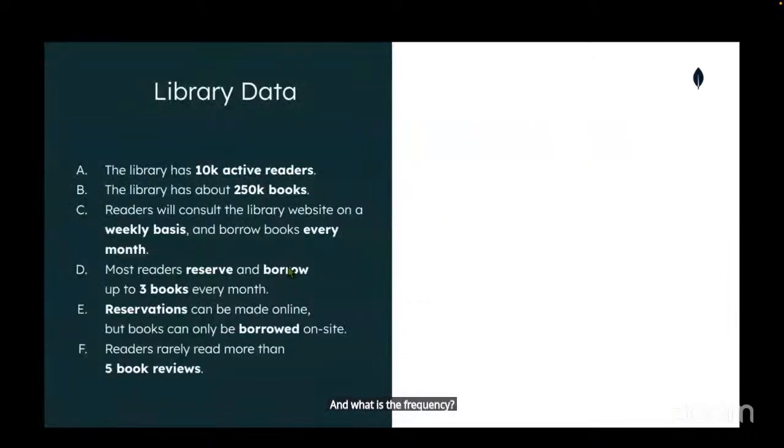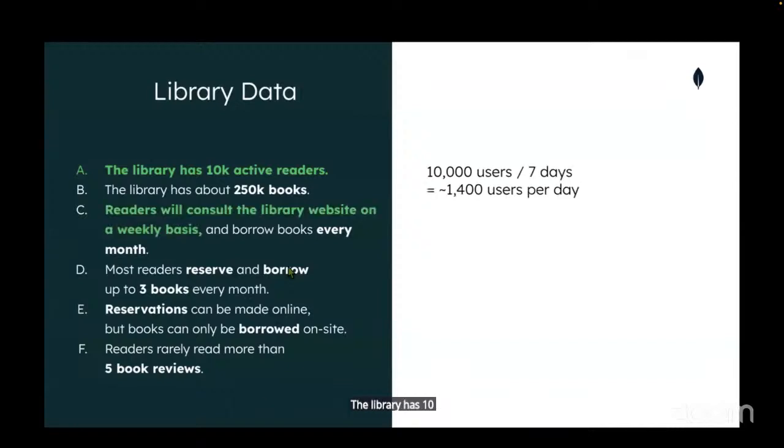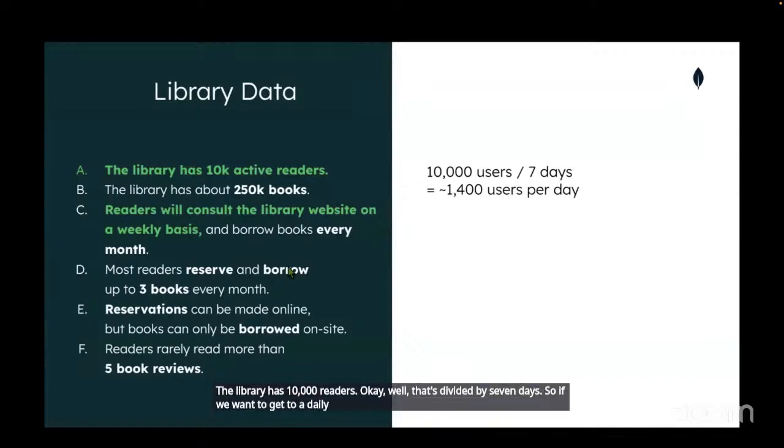Okay, back to our requirements. The library has 10,000 active readers. Well, as much as I hate to do it, math enters our life in so many different ways. We need to do the math to understand what the requirements for our application are going to be. The library has 10,000 readers, divided by 7 days. So if we want to get to a daily figure of active users per day, that's 1,400 users per day. But what does that mean?